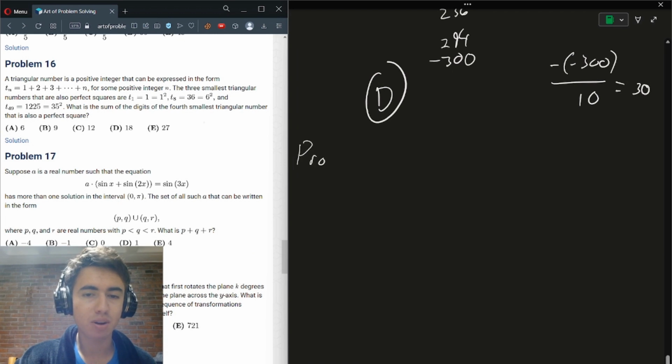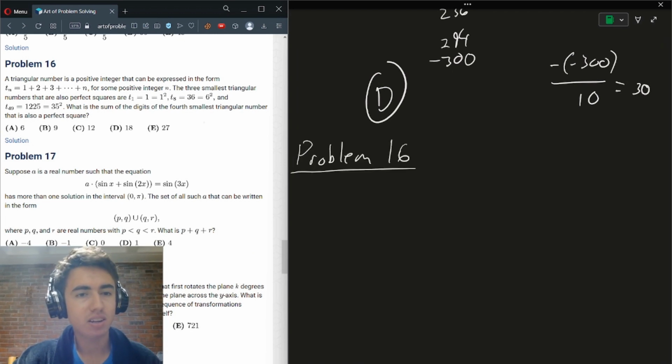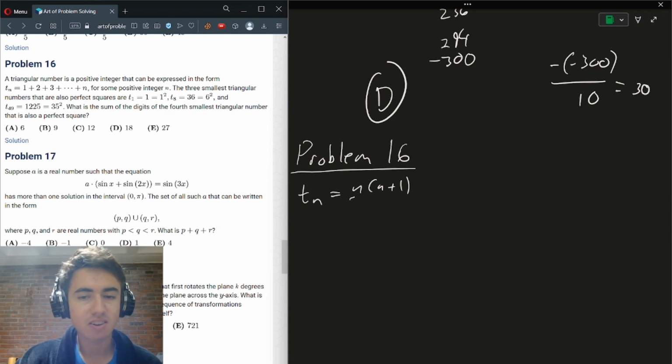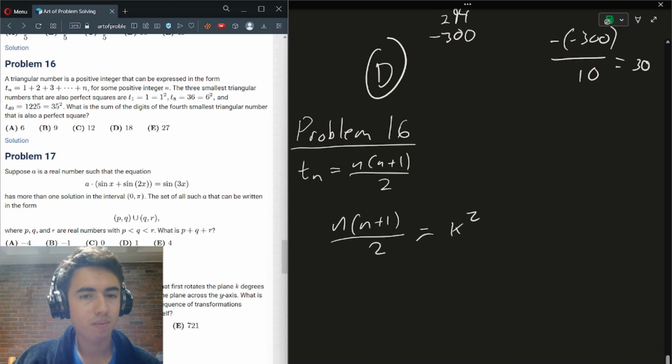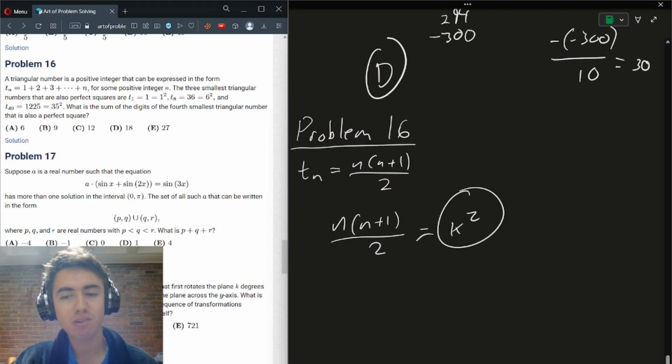Since we're on the final 10 problems, they'll probably start to get a bit harder. For this one, we're given that a triangular number is the sum of the first n integers. Remember that this is just equal to the formula n times n plus 1 over 2. And basically, we want to find the fourth triangular number that is a perfect square. In other words, we want n times n plus 1 over 2 to be equal to k squared. We're given the first 3 squares, and we want the fourth value of this.